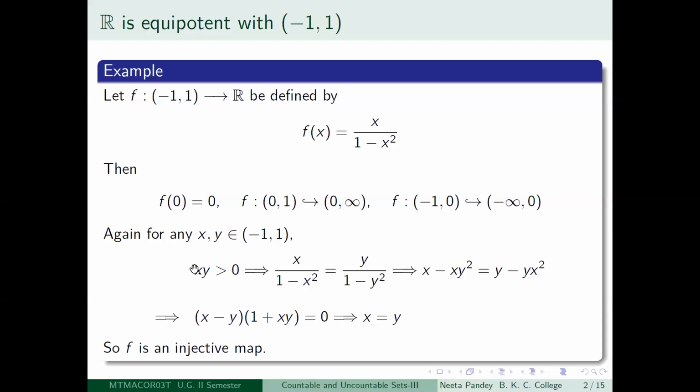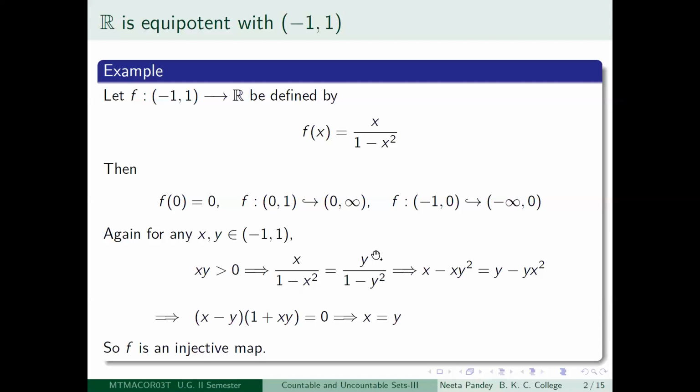So assume that you have chosen any two x, y so that the sign of x and the sign of y are the same. And assume that f(x) is equal to f(y). So that means that x divided by 1 minus x squared should be equal to y divided by 1 minus y squared. So if you just multiply this equality by (1 minus x squared) times (1 minus y squared), you get x minus xy squared equal to y minus yx squared.